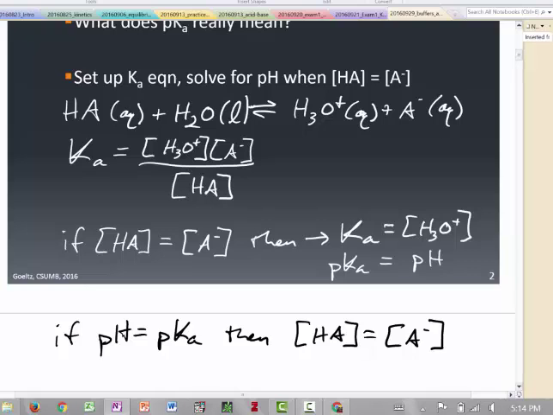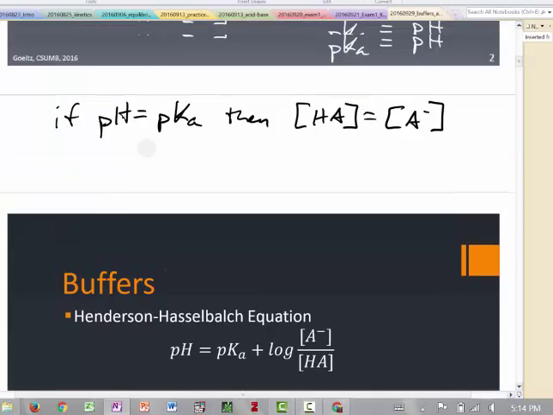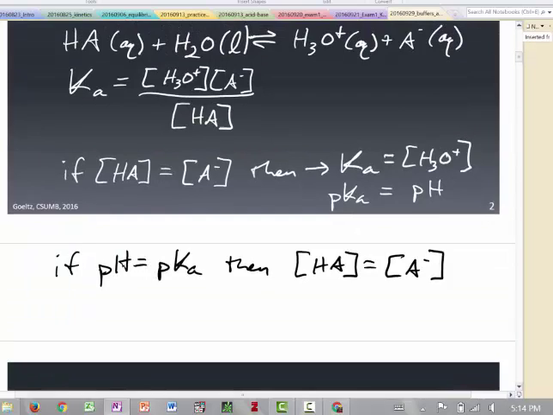If I take this equation, the Ka equation, and rearrange it, do some logging, I get what's called the Henderson-Hasselbalch equation. You're welcome.